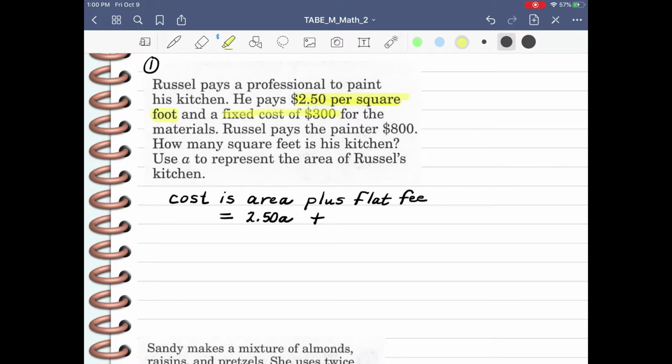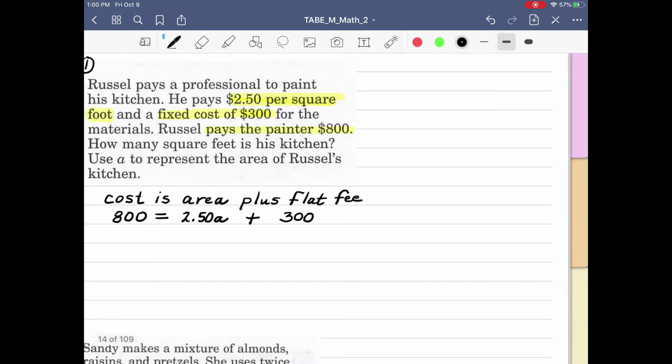$300 is the fixed cost, and I'm calling that the flat fee. So let's put that right there. And then the cost, what he paid the painter, was $800. So I have my equation ready to solve right here. And to do that, I'm going to come over here where I have room. 800 is $2.50 A plus 300.